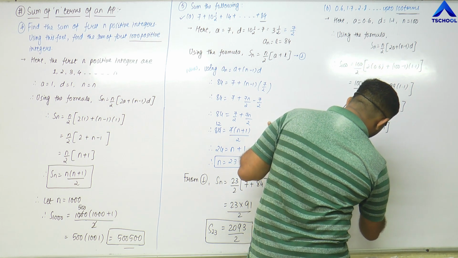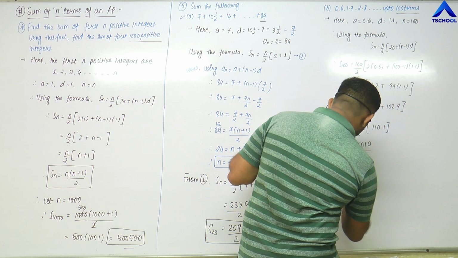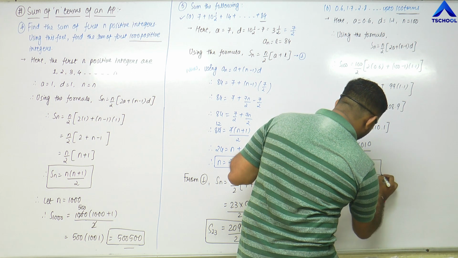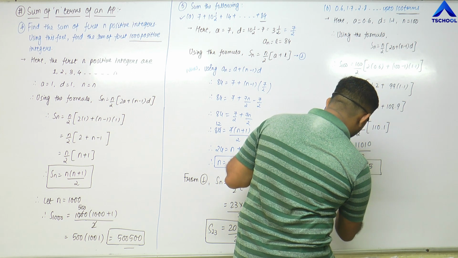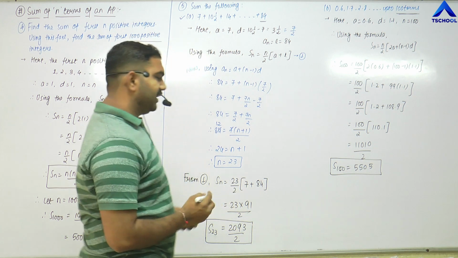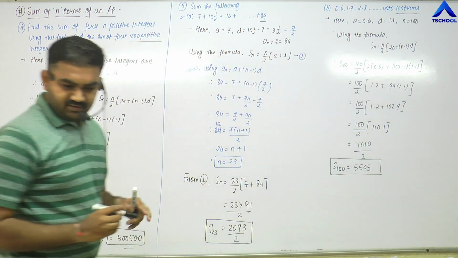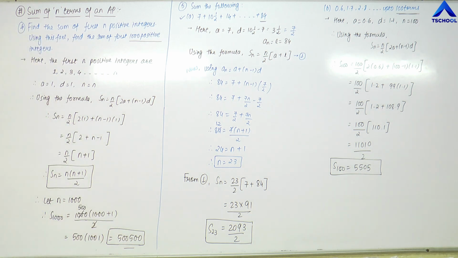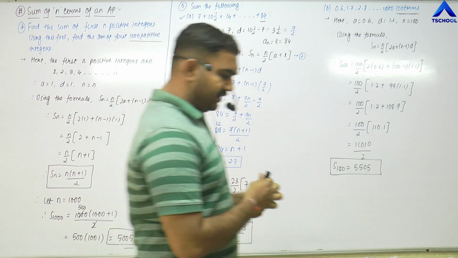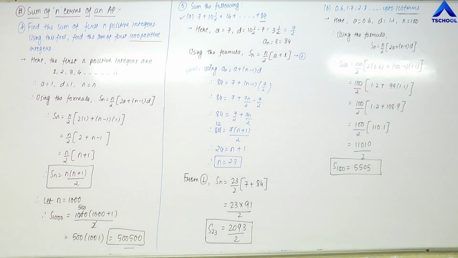That is 5505. So S100, the sum of the first 100 terms of the given arithmetic progression, is 5505. Is it clear, friends? Right? So the sum of the first 100 terms of the given arithmetic progression is 5505. So these were the sums in which the formula of Sn was used.